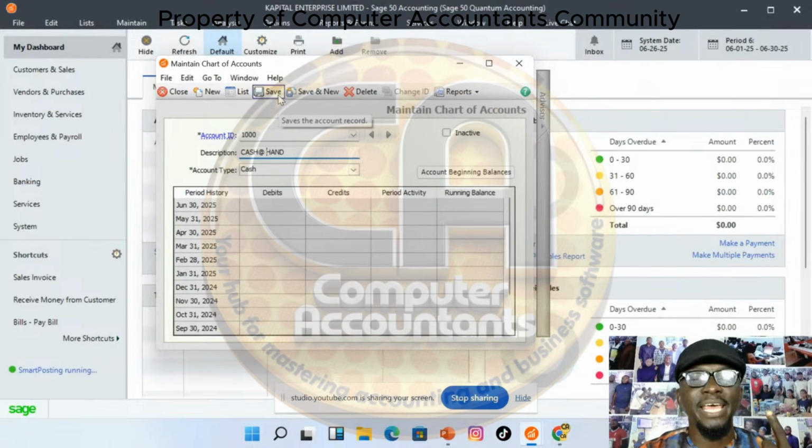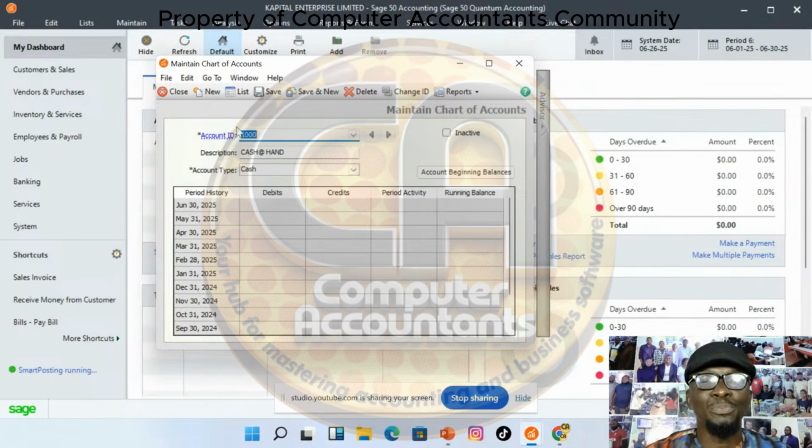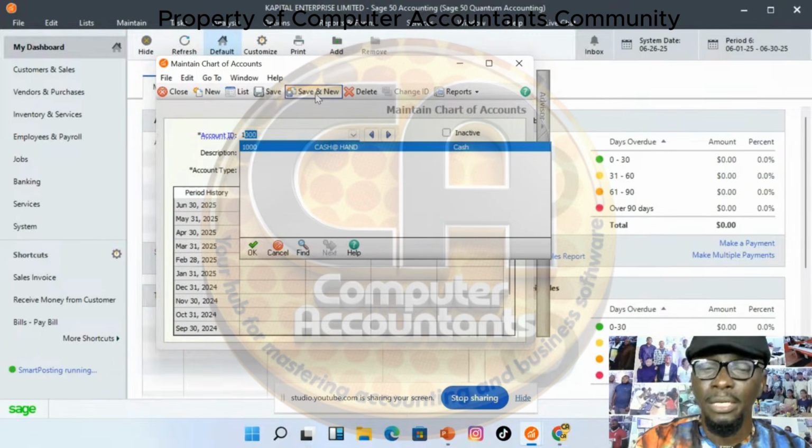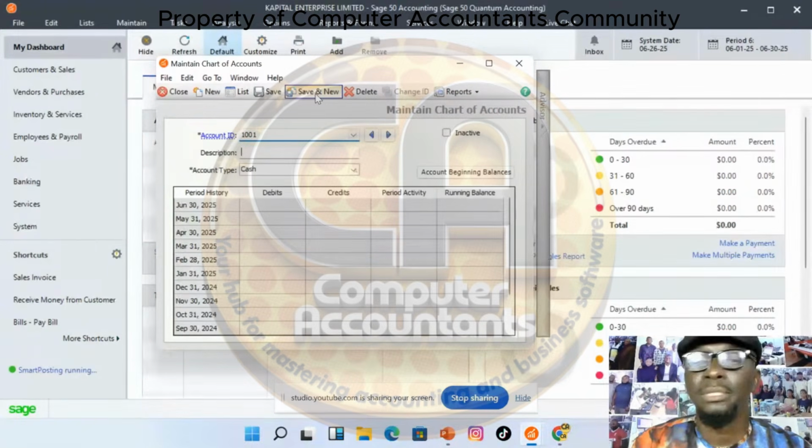If you click save, it will save. This blue highlight simply means that it has saved. Once you click on save and you can see this blue highlight, it means that the account is already in the system. But because we have many accounts we are creating, we'll normally use save and new, so that it will save, then clear the text boxes for us to enter another one. So 01001, that is spiritual bank.